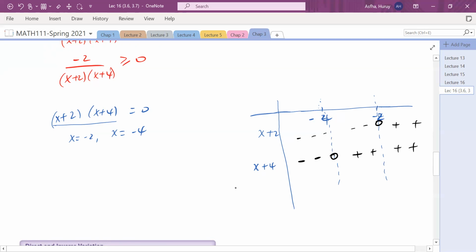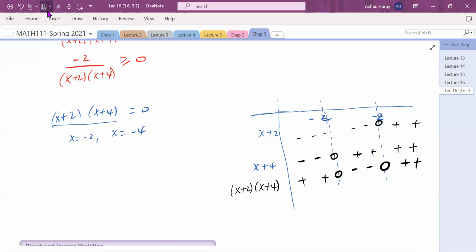And the next is, how about x plus 2 and x plus 4? This is the product of these two. So on this interval, it's negative times negative, so it becomes positive. Here it becomes 0 because any number times 0 is 0. Here it's negative because negative times positive. Here it's 0. Here it's positive.